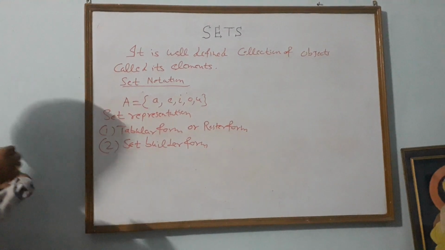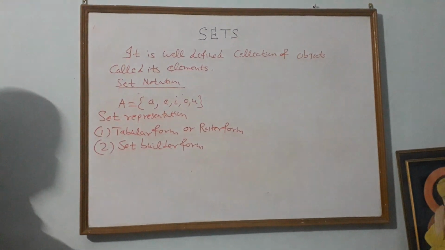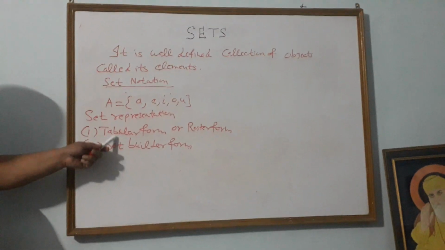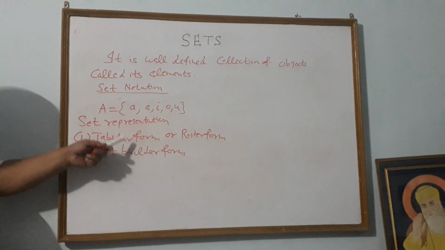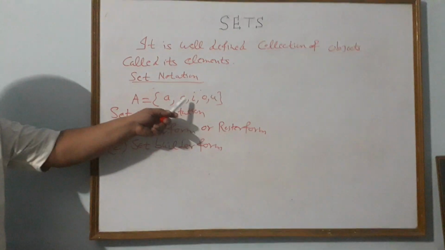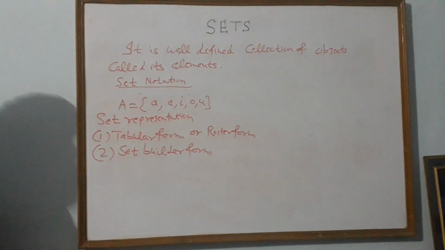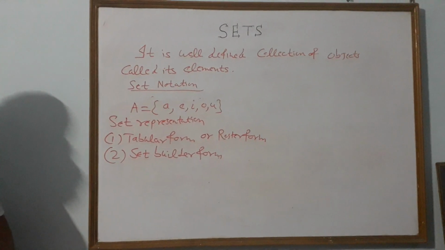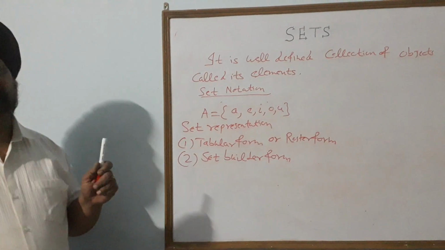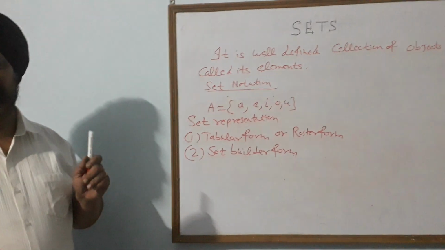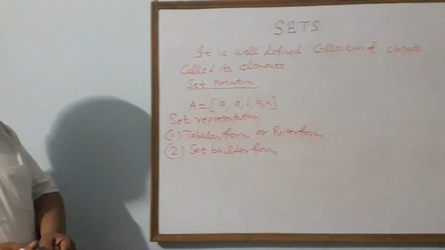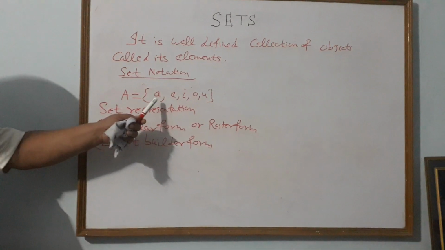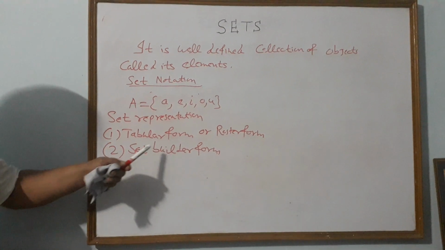Now this example which we have taken, A is equal to {A, E, I, O, U}, is called the tabular form. In tabular form, we write each and every element, that is A, E, I, O, U, separately. You must note that in a set no element is repeated. Only one element is written only one time. So this form, where each element is written separately, is called tabular form or roster form.